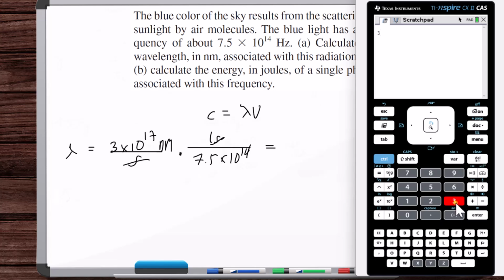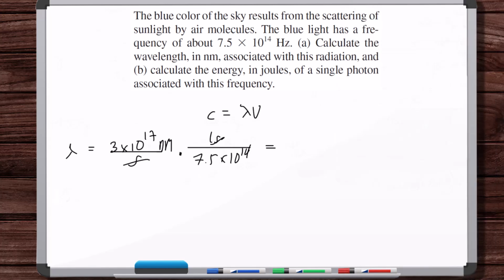So 3 divided by 7.5 is 0.4, times 10 to the third, which is 400 nanometers. Okay, calculate the energy in joules of a single photon.